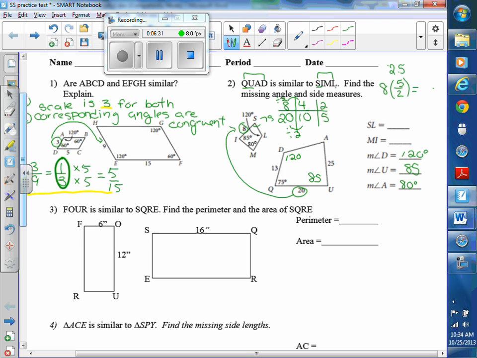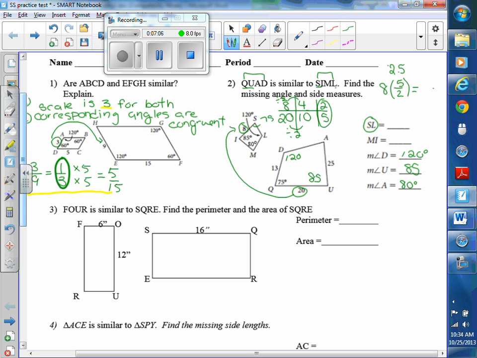Yes. So you want to find the scale factor somehow. Okay, since I need more missing values on the small shape, I'm going to need to find SL, so let's see what I need to use. I need to find the small shape, so I need to take the big shape and multiply it by 2/5. Does that make sense? So you have to decide which way you want to go.